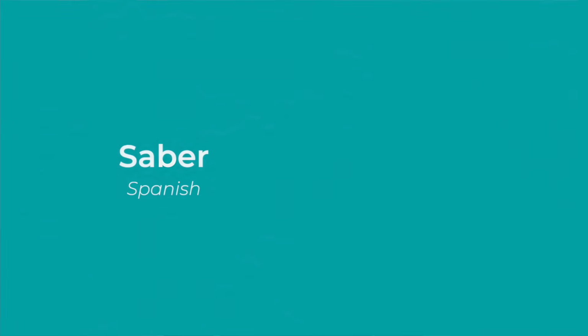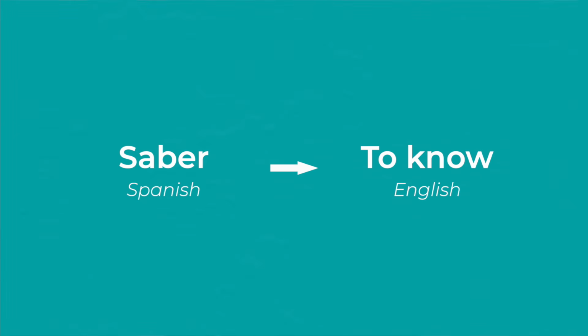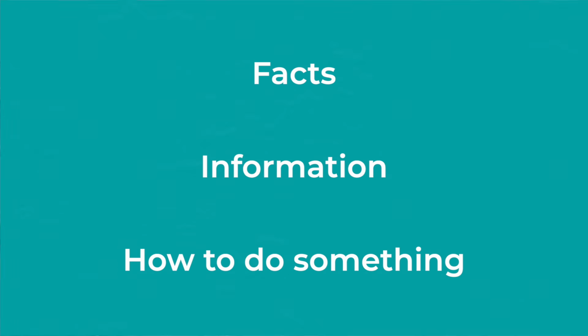So let's start off with the meaning of saber y conocer and how you can think about these two Spanish verbs in relation to English verbs. So for starters, saber can mean to know. And we use saber when we want to talk about knowing facts, information, or how to do something.